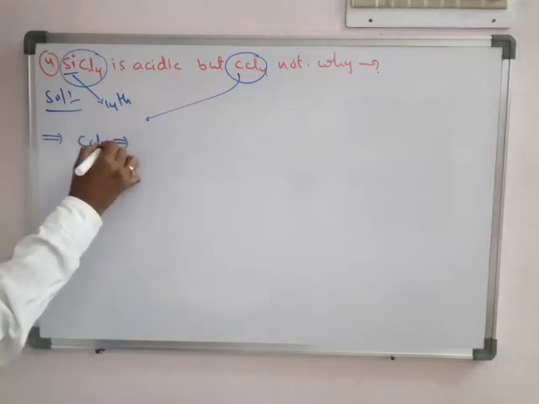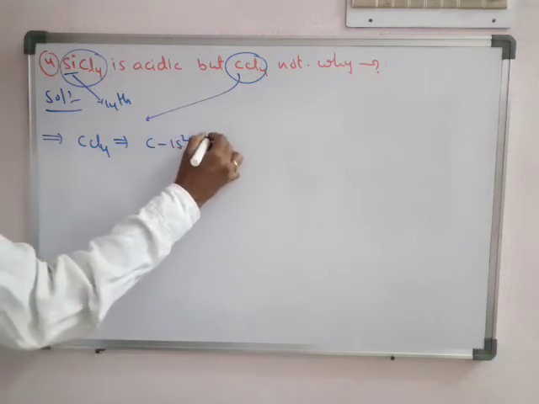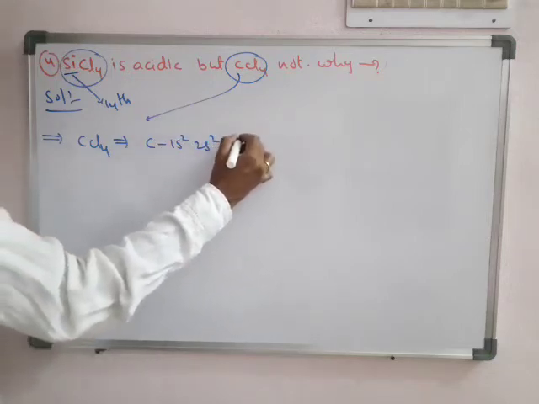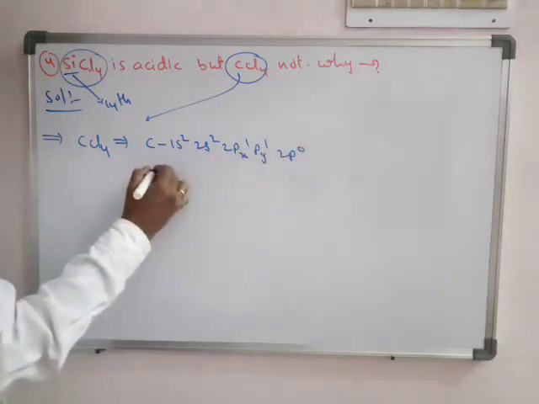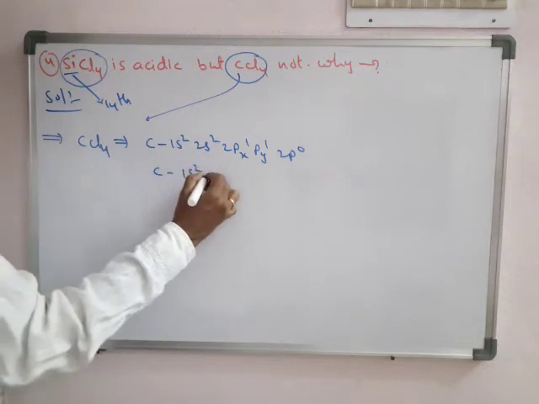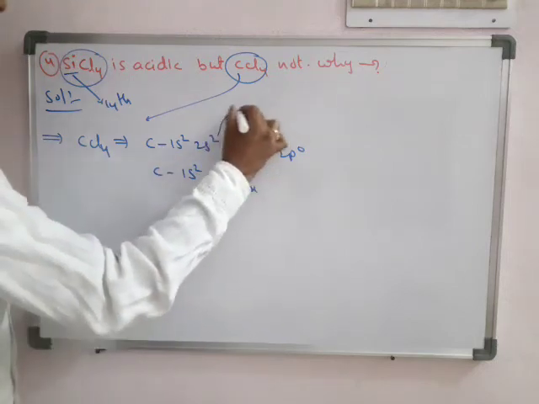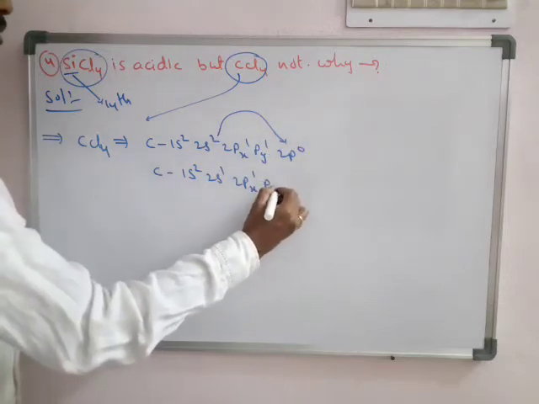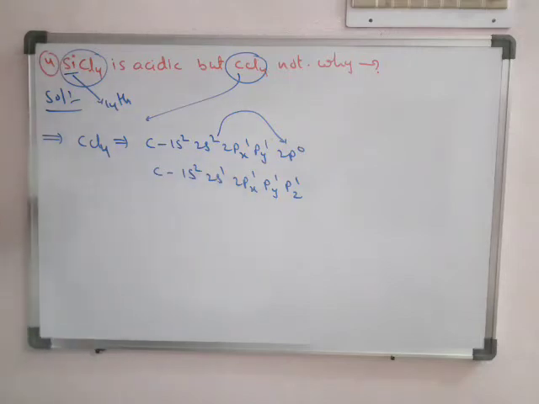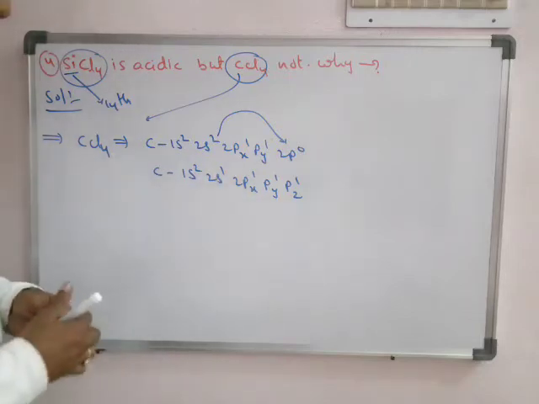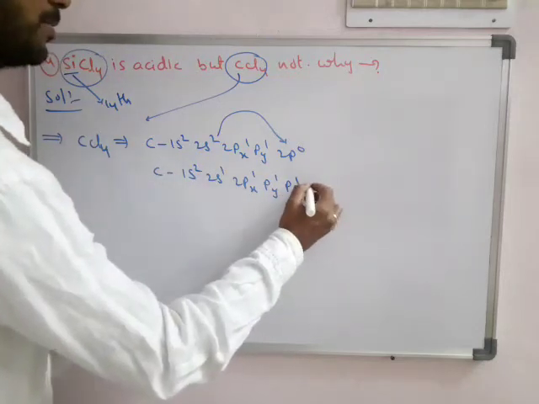In CCl4, what is the general configuration of carbon? It is 1s2, 2s2, 2p2, which we can write as 2px1, 2py1 and 2pz0. Generally carbon works in bond formation in the excited state. The electron is shifted, forming px1, py1, pz1. They undergo hybridization, forming four bonds with the four chlorines. So there are no vacant orbitals present.